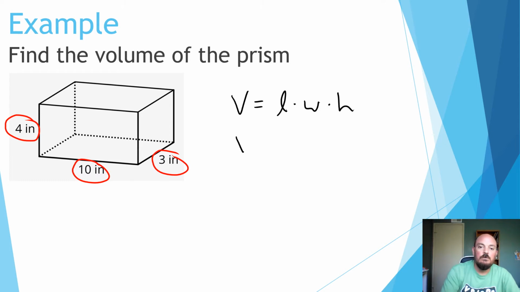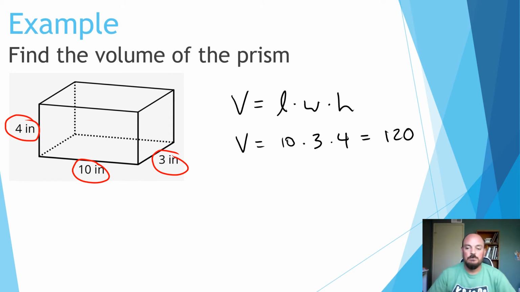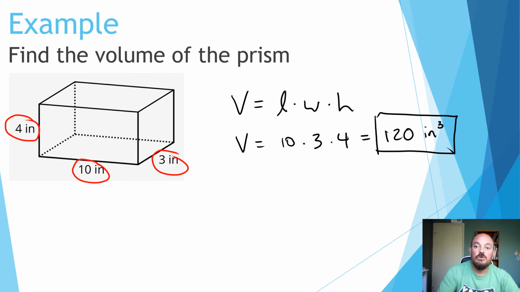So let's do volume equals 10 times 3 times 4. If you multiply it all together, you get 120. So the answer is 120. Now, since I'm measuring each length in inches, and this is volume, my answer would be 120 cubic inches, or inches to the third power.